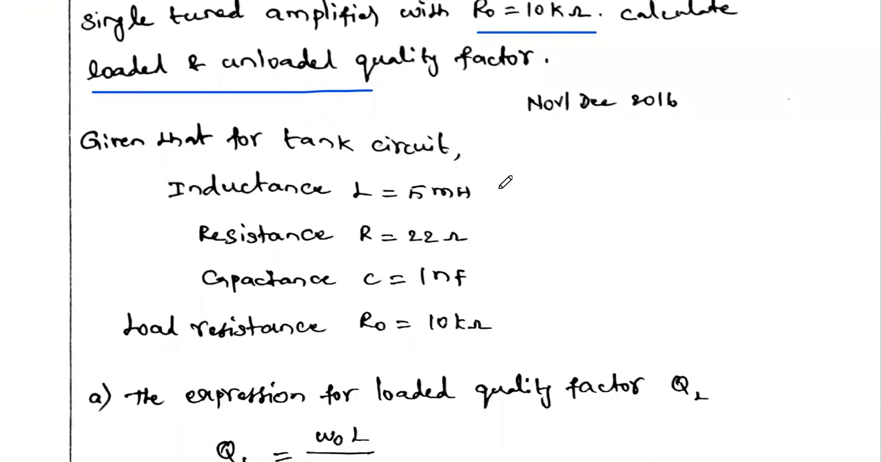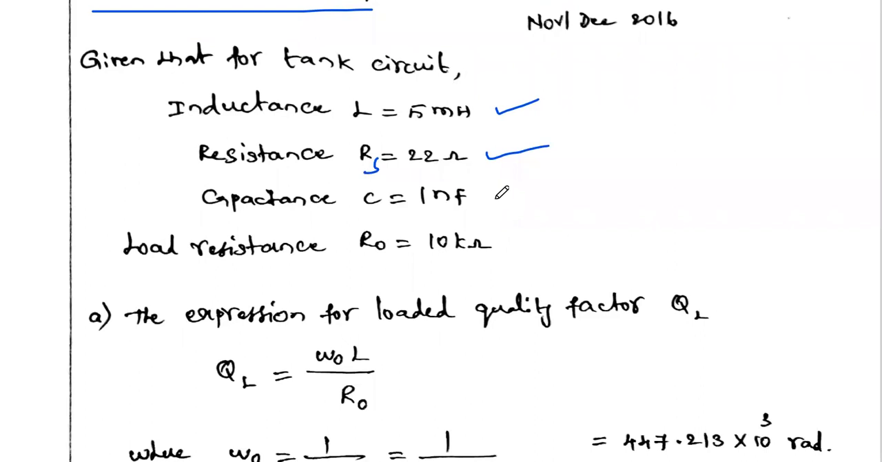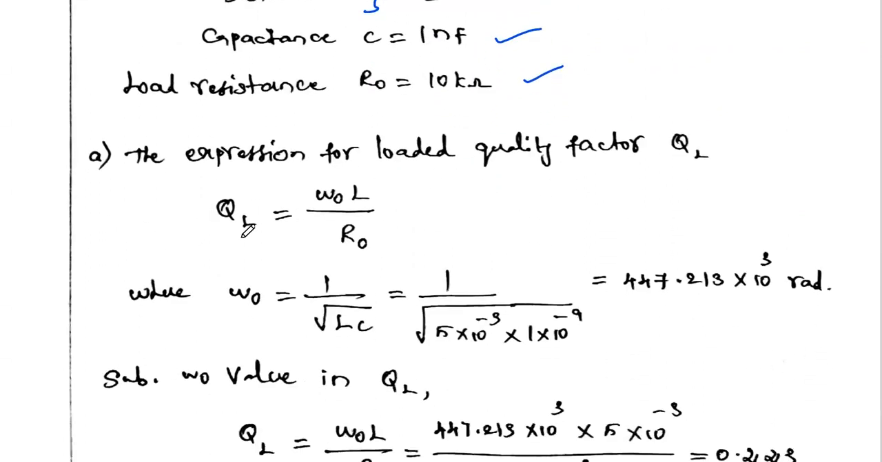So first you note down the given data, inductance L equal to 5 millihenry, the series resistance RS equal to 22 ohms, capacitance 1 nanofarad, load resistance 100 kilo ohm. Okay, so you know the formula for loaded quality factor. Loaded quality factor is equal to omega naught L by R naught. Okay, R naught or load resistance RL. Okay, load resistance RL.